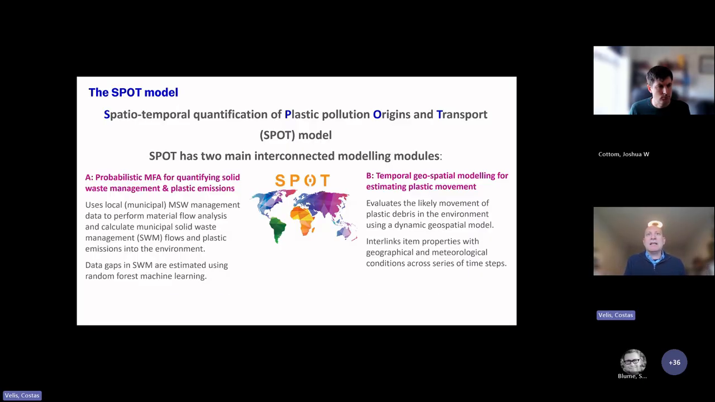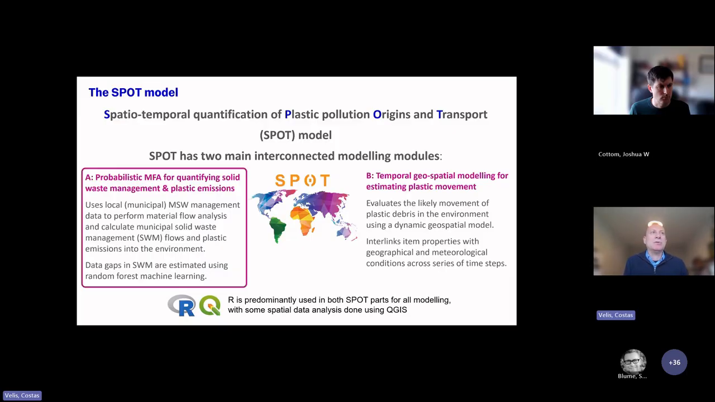another model that is linked to that. It tells you how it moves into the environment, which we already have in a beta version. We'll be talking about that towards the end of our presentation. But we're mainly preoccupied now with explaining to you this first part A, as we call it, which is the waste management and the emissions from that as plastic pollution. It's mainly coded in R, for those who are a bit more on the scientific side, and QGIS.